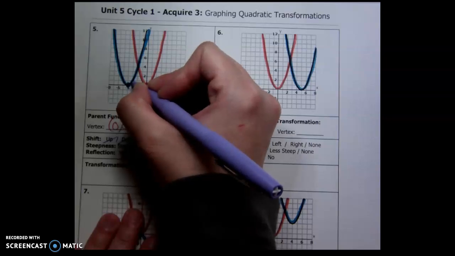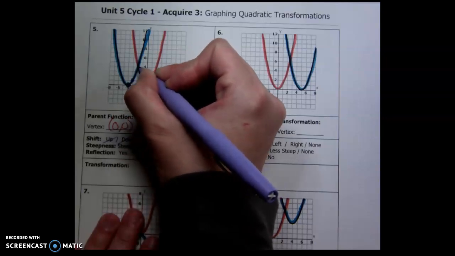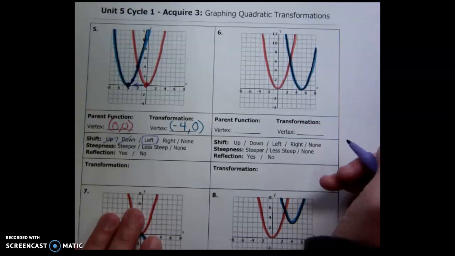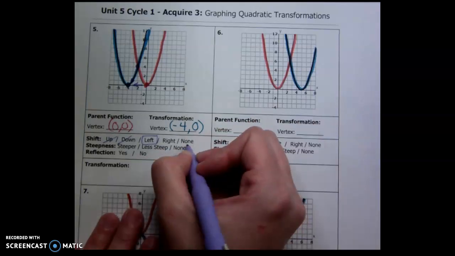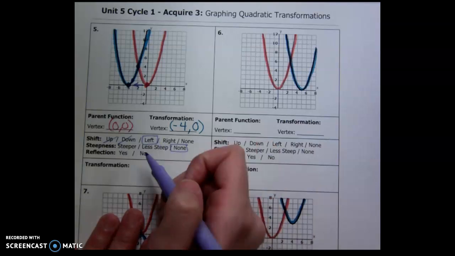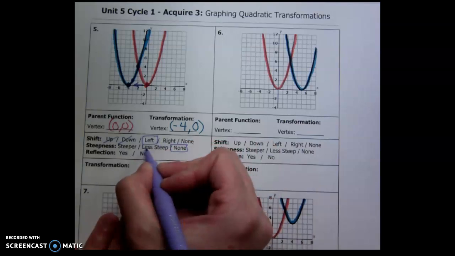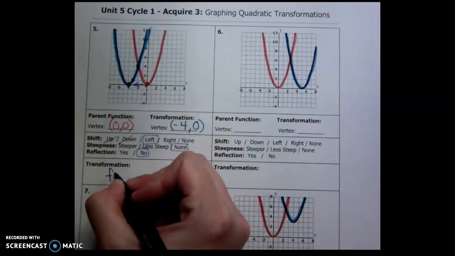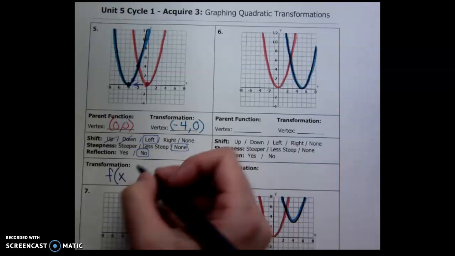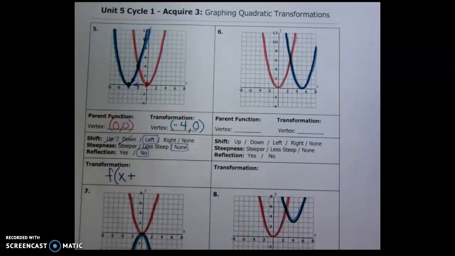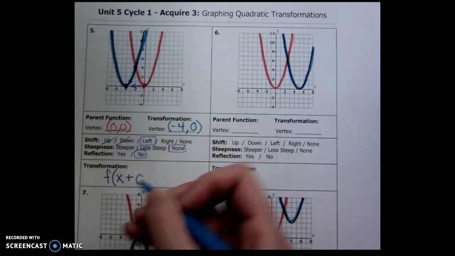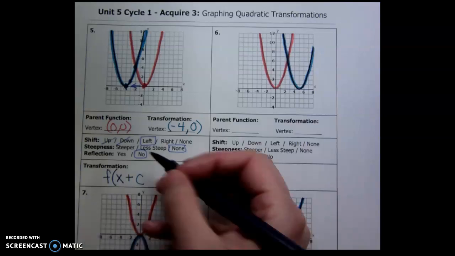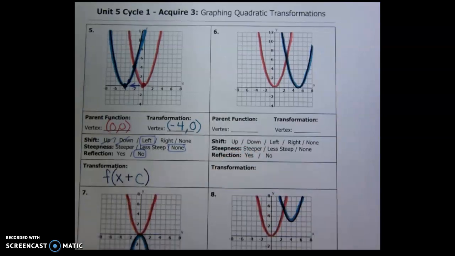If this was 0, 0, this is 1, 1, and this would be 2, 4. So, no. The steepness did not change. Is this a reflection? Did it flip upside down? No! So this transformation looks like this. It's kind of similar to when we did the linear transformations. If it's just left or right, it goes inside parentheses, and it's opposite of what you would think it would do.